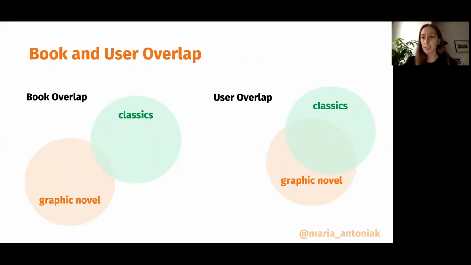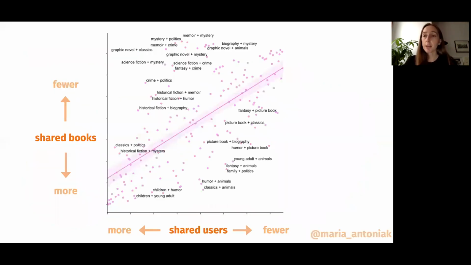For example, as we'll see in the next slide, the graphic novel and classic genres have very little book overlap, but despite that, many users who tag classics also tag graphic novels. Here I'm showing a figure where we compare book and user overlap for each pair of genres. The x-axis shows the user overlap, while the y-axis shows the book overlap.